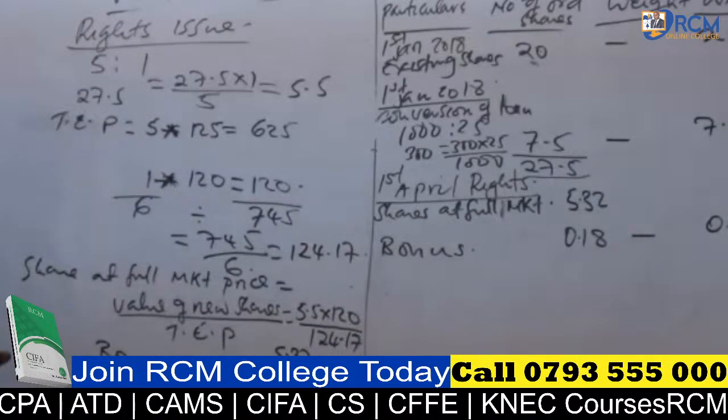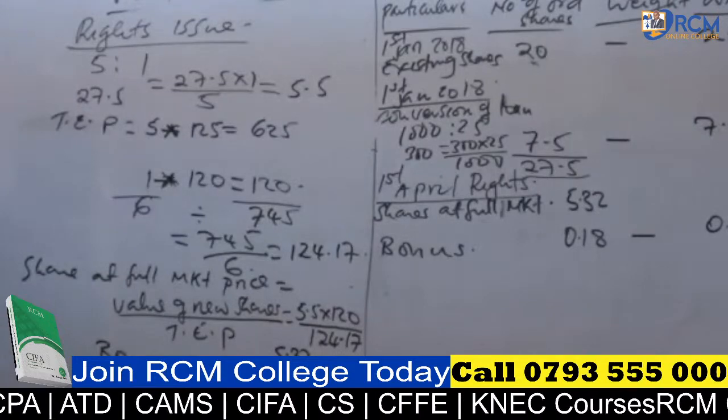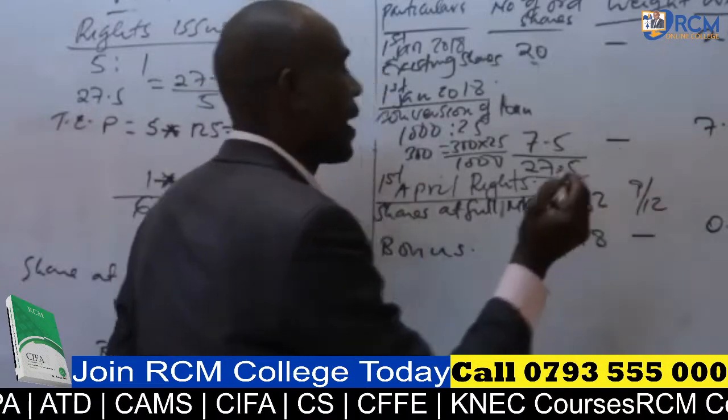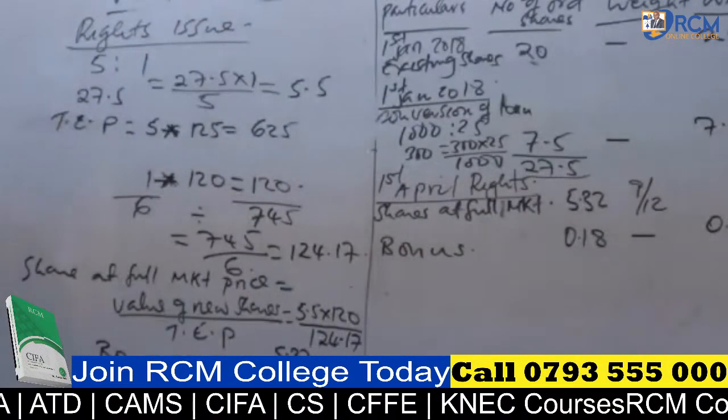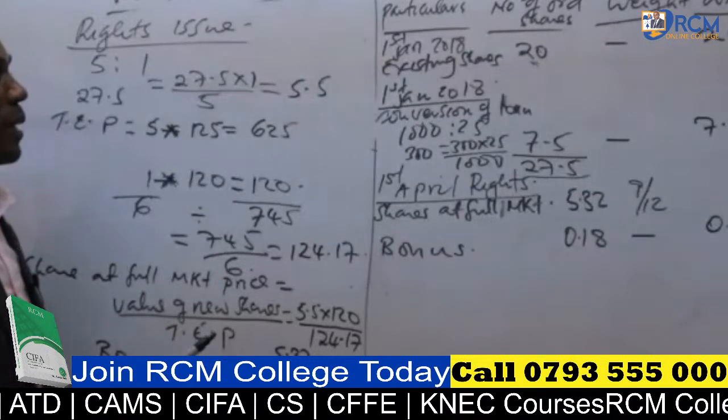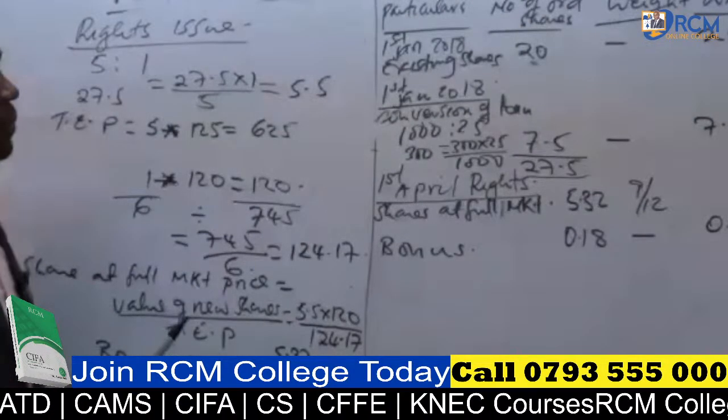Therefore, I count months. I issued on 1st April. Therefore, I weight on 9 over what? 9 over 12. We do it on 9 over 12.